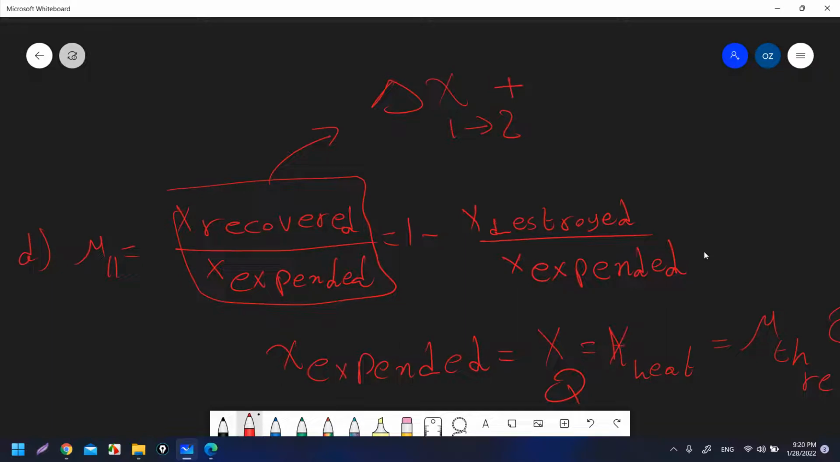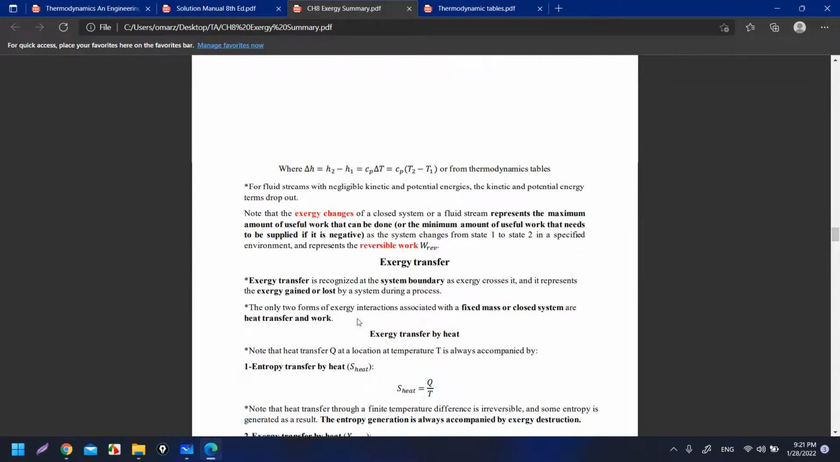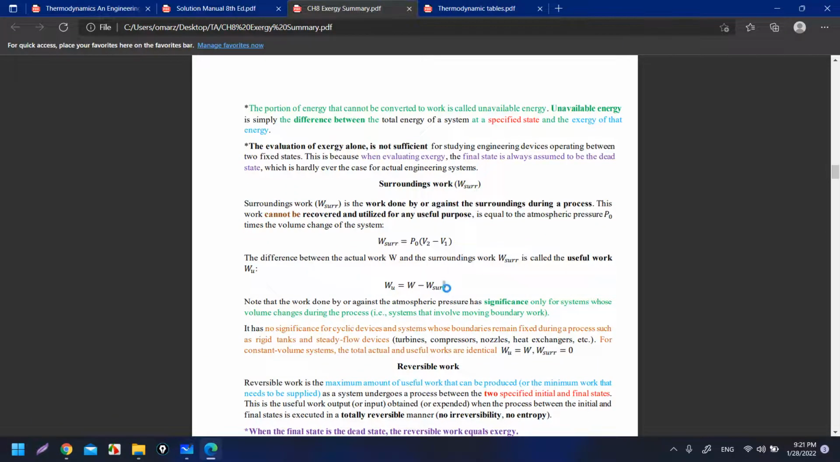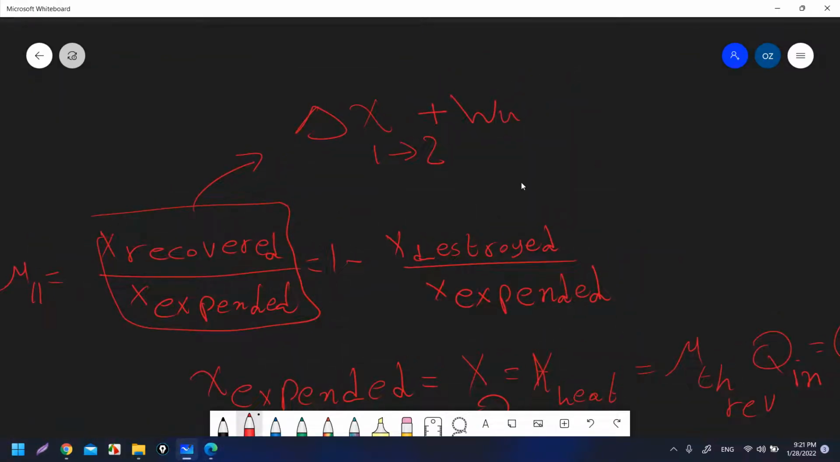We also have the useful work. The useful work has an equation here in the summary: useful work is work minus the surrounding work. Note that the work done by or against atmospheric pressure has significance only for systems whose volume changes during the process, like a piston cylinder. Systems that involve moving boundary work are the same as our problem. So W in this problem will be the boundary work minus the surrounding work. It is this equation. So delta X plus W useful will give you the X recovered.